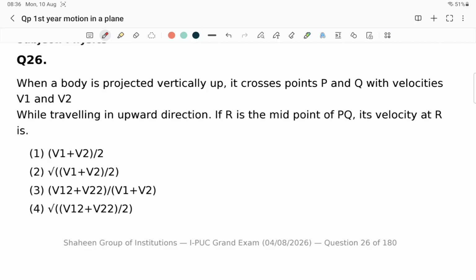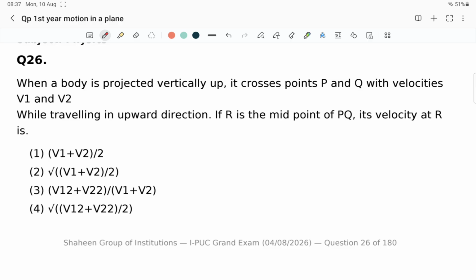When a body is projected vertically up, it crosses points P and Q with velocities v1 and v2 while traveling in upward direction. If R is the midpoint of P and Q, its velocity at R is. So this is a little bit tricky question. So how will you find this?